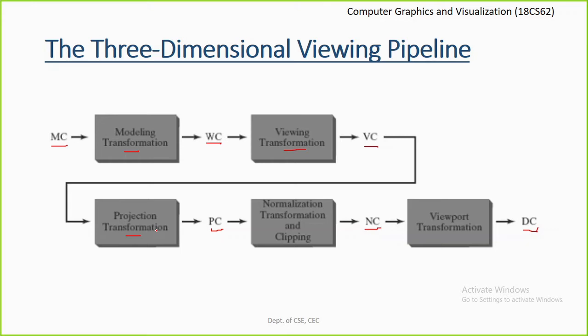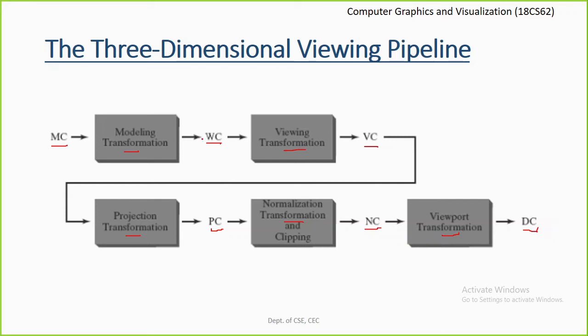Once we have the projection coordinates, these projection coordinates will be normalized to a given range, maybe from -1 to +1 or from 0 to 1, by applying the normalization transformation and also by applying the clipping. Whichever portions of the objects are outside the boundaries of the projection region will be clipped off, and you are going to convert the projection coordinates to the normalized coordinates by applying the normalization transformation and clipping. Once you have the normalized coordinates, they will be converted to the device coordinates by applying the viewport transformation. So these are the sequence of transformations that we need to have in a three-dimensional viewing pipeline.